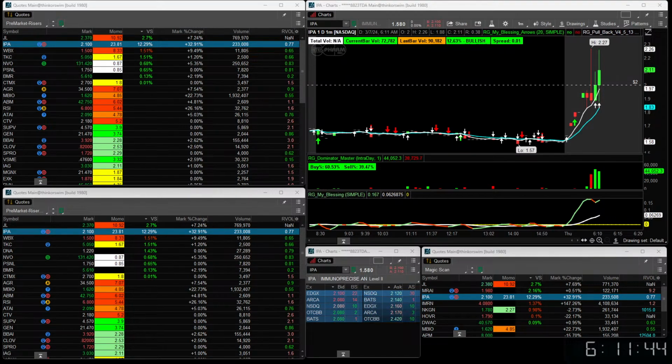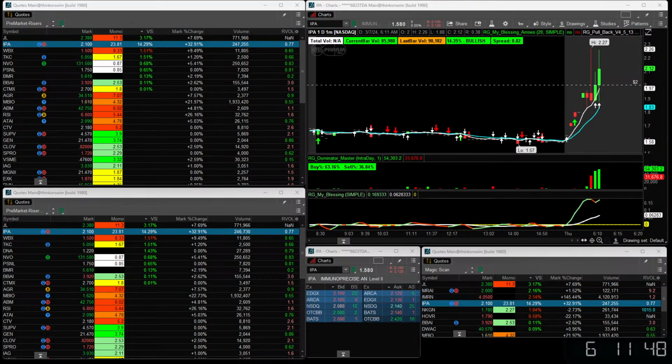Spike up, unable to catch that. I don't think anybody's fingers that fast. Long wicks on the top, never a good sign.